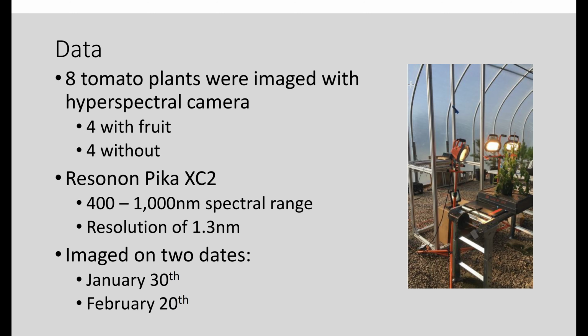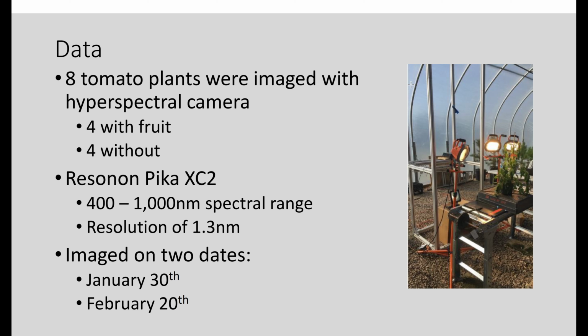To answer these questions, I had 8 tomato plants growing in a greenhouse, and I imaged them with a Resonon Pica XC2 hyperspectral camera with a spectral range of 400 to 1000 nanometers and a resolution of 1.3 nanometers. These plants were imaged on 2 dates, January 30th and February 20th.